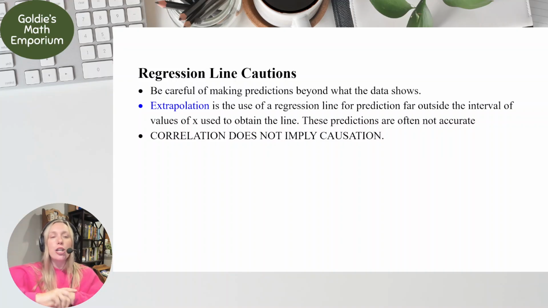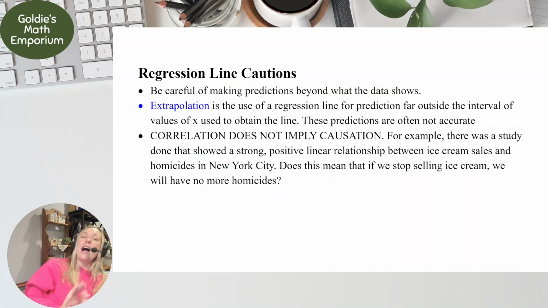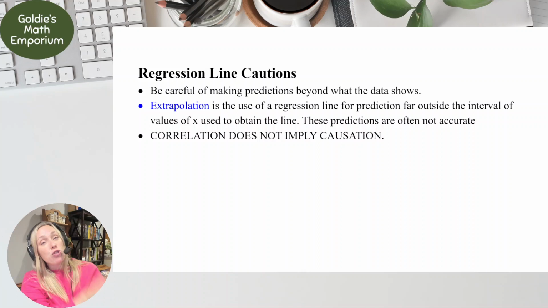The other caution is correlation does not imply causation. And if there was a motto I could repeat throughout this whole course, it would be that. Correlation does not imply causation, meaning because you have a strong correlation, that does not mean that the explanatory variable causes the response. It does not. There could always be a reason for the correlation.